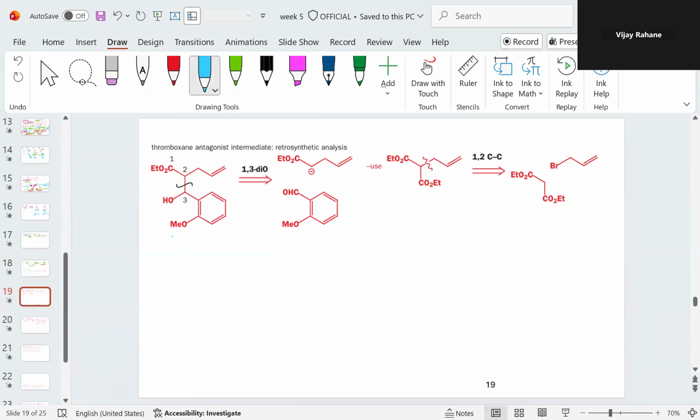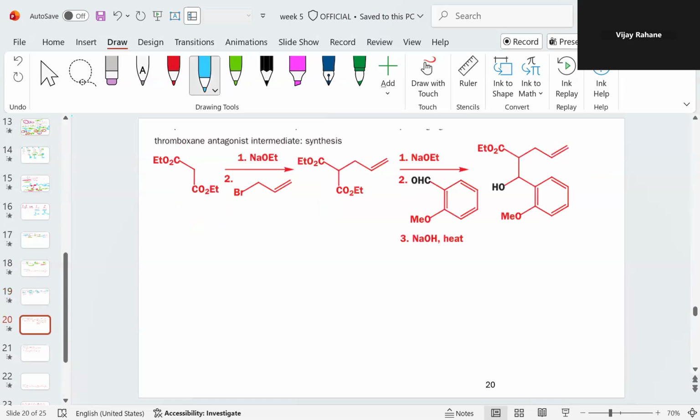Now look at another example, which is again very similar. In this case, upon disconnection here we get this aldehyde plus this ester. And how can this ester be prepared? Again in a similar manner. I will show the synthesis for this one. This ester can come from this type of diester, and upon disconnection here we can get this allyl bromide. So we will see the linear synthesis first.